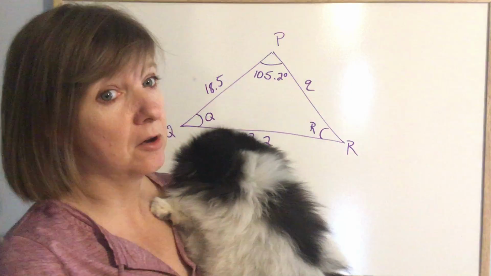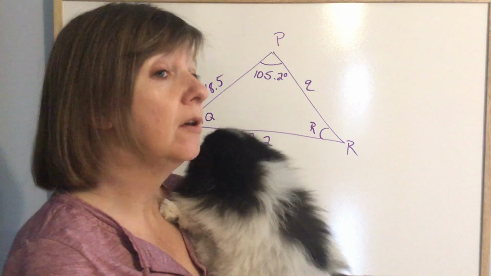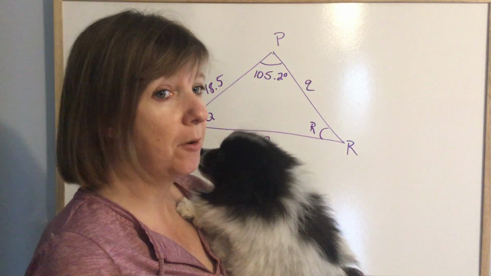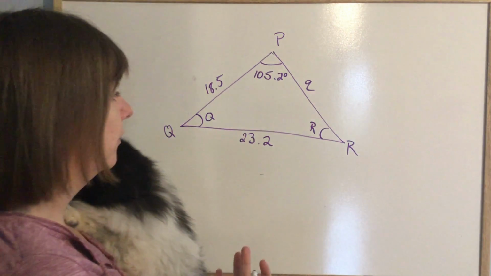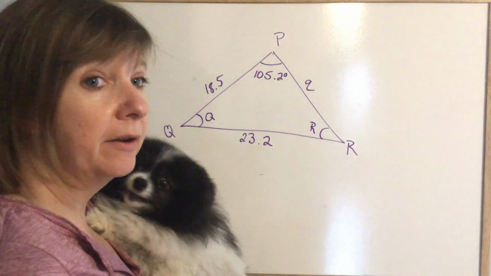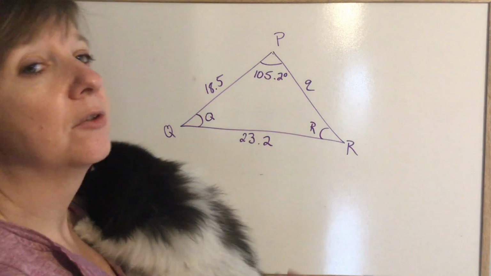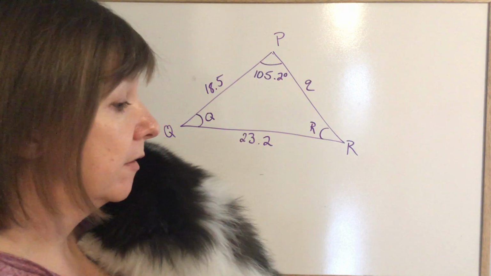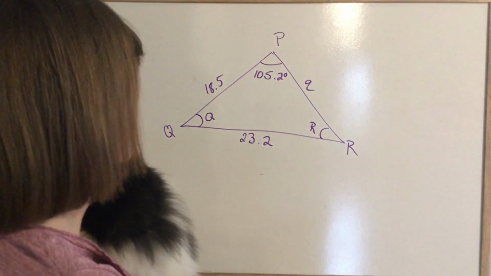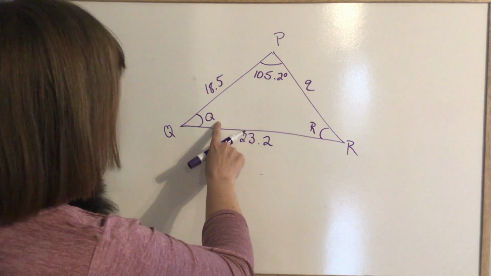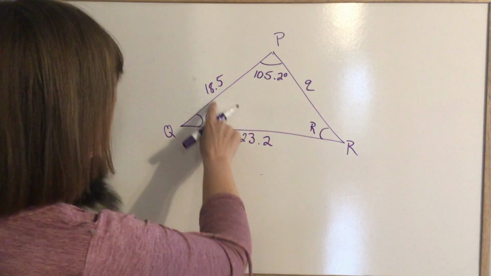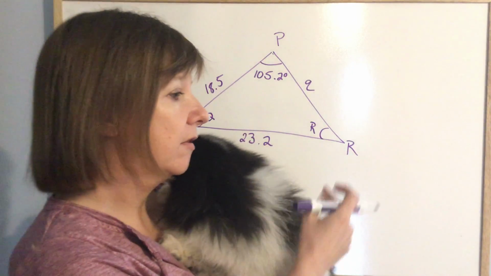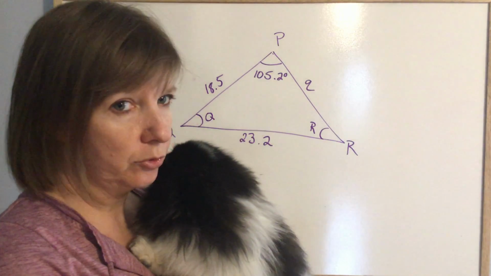Now, because this is not a right angle triangle, I can't use SOHCAHTOA. I can't use that sine is opposite over hypotenuse, because hypotenuse is the side that's across from a right angle, and there isn't a right angle. And even tangent, I can't use, because tangent is opposite over adjacent. But which side is adjacent, this one or this one? There isn't one.